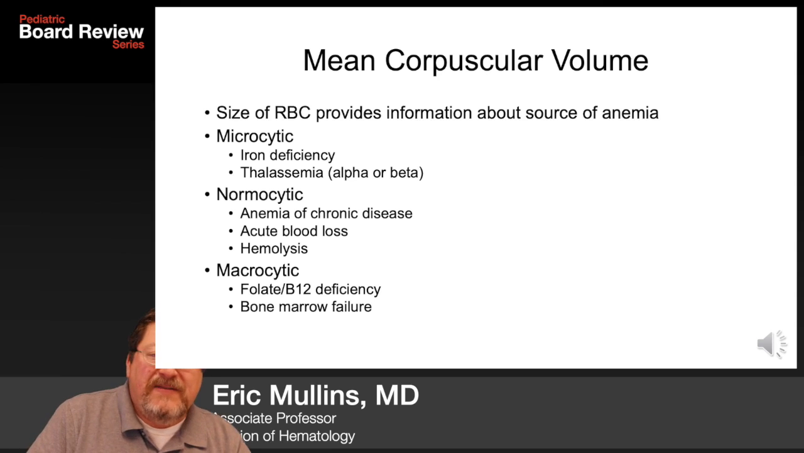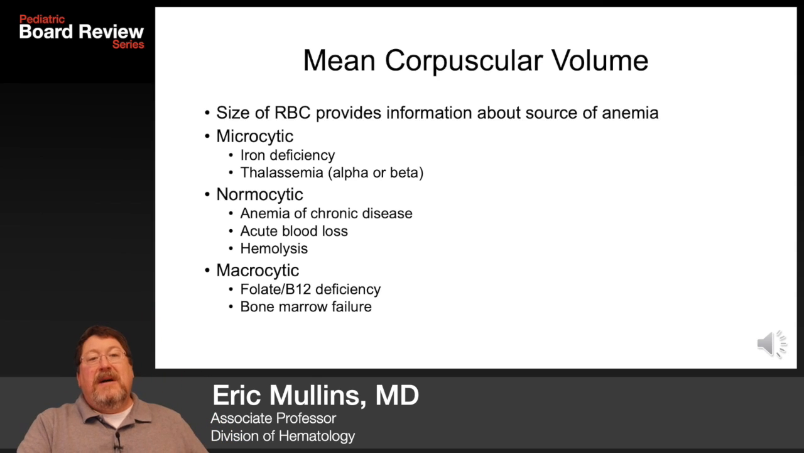So if we look at these various indices, first of all, the mean corpuscular volume is essentially just the size of the red blood cell, or how much volume is contained within that red blood cell. And it tells you a little bit about the etiology of anemias or potentially about bone marrow failure. So if you have a small red blood cell size, that typically means a problem with synthesis of hemoglobin. So things like iron deficiency or thalassemia would be suggested.